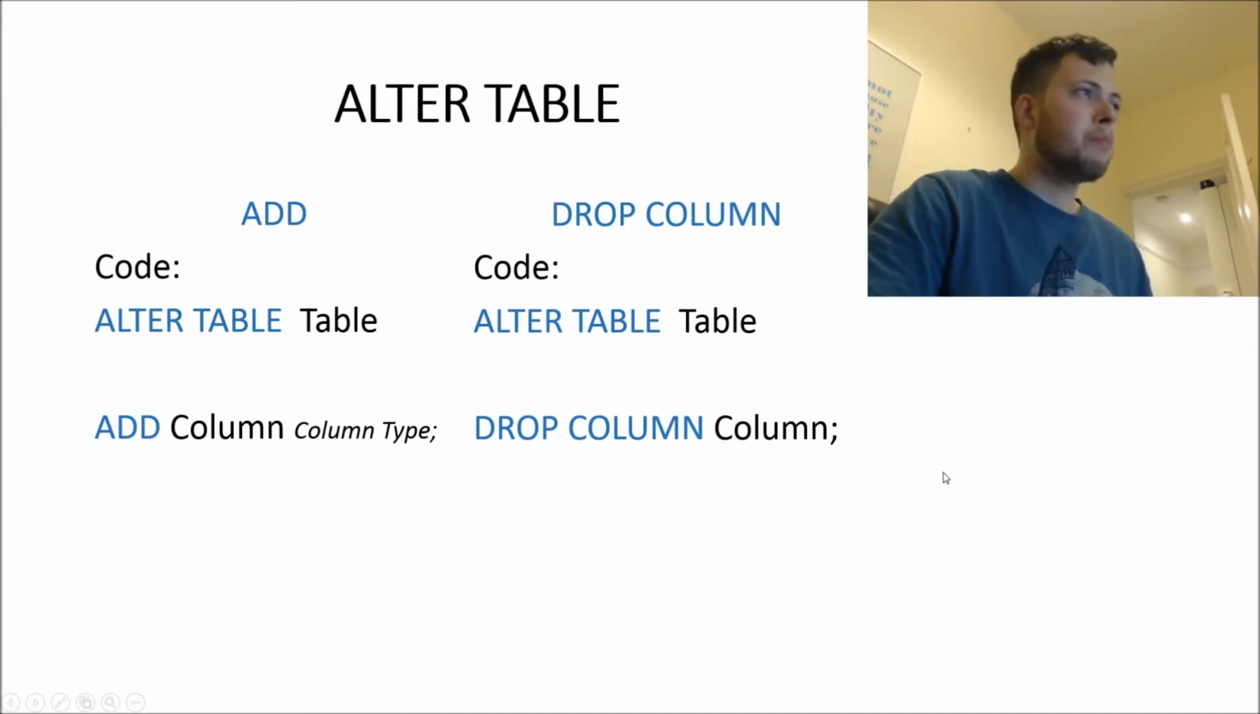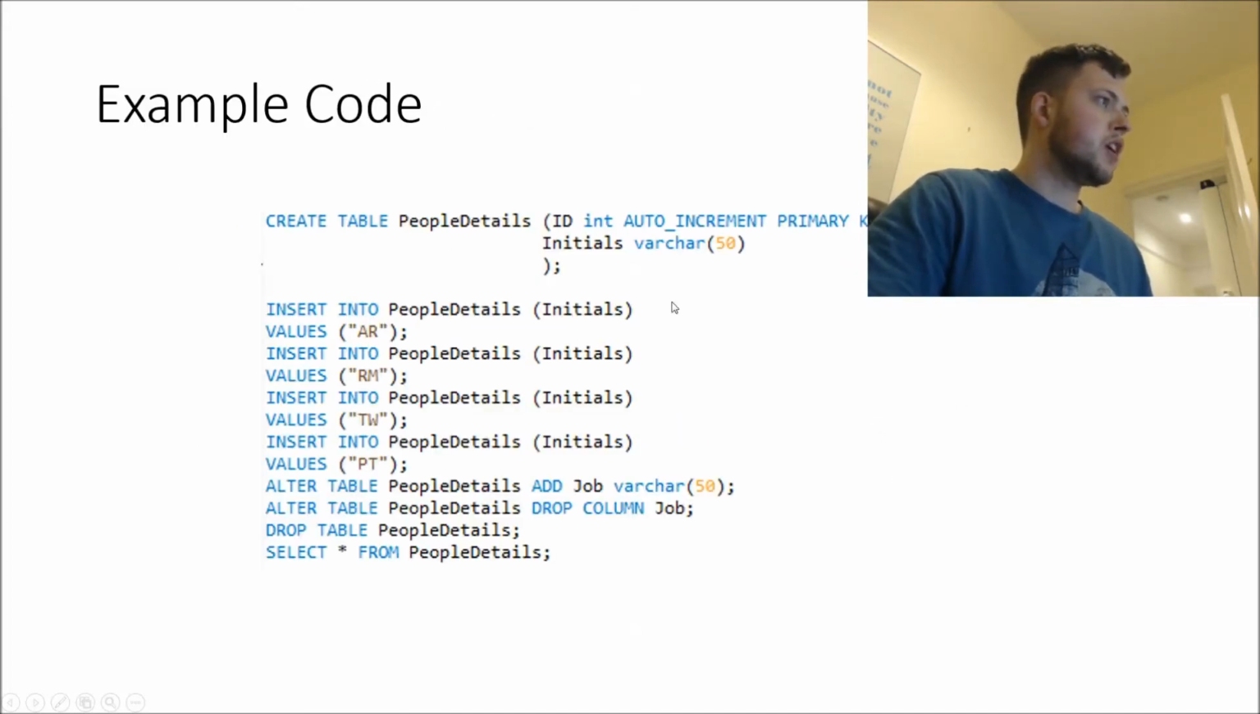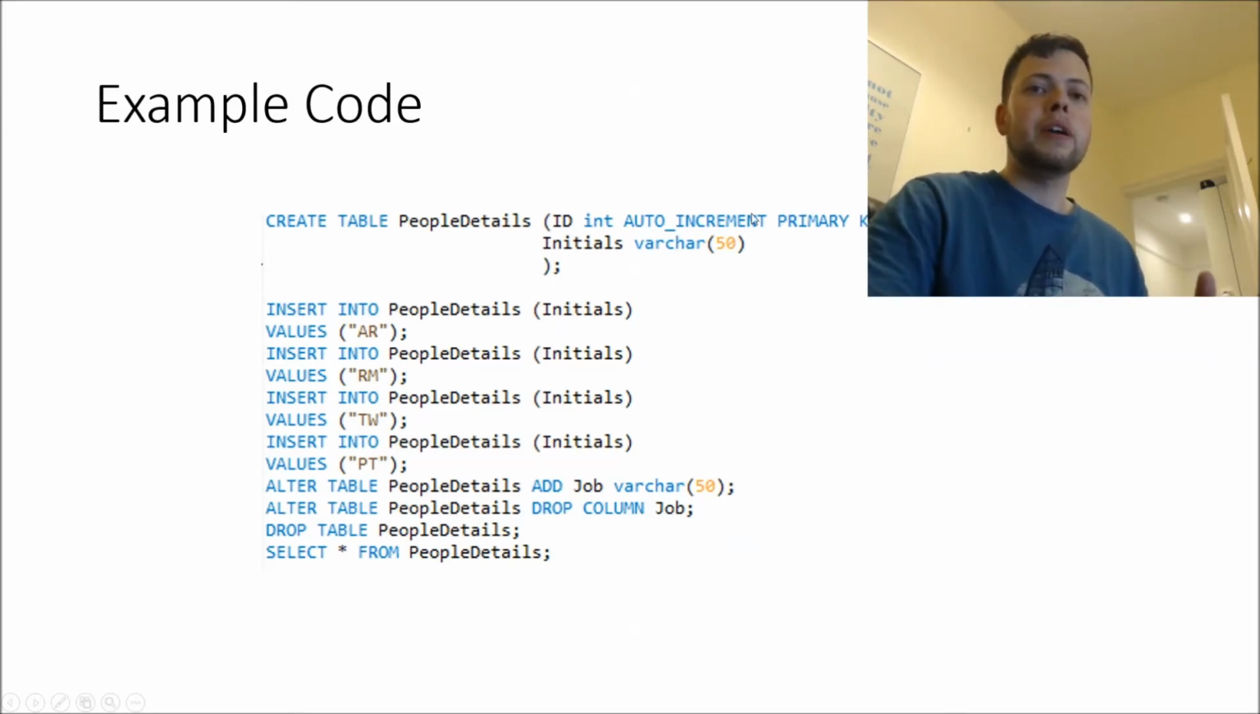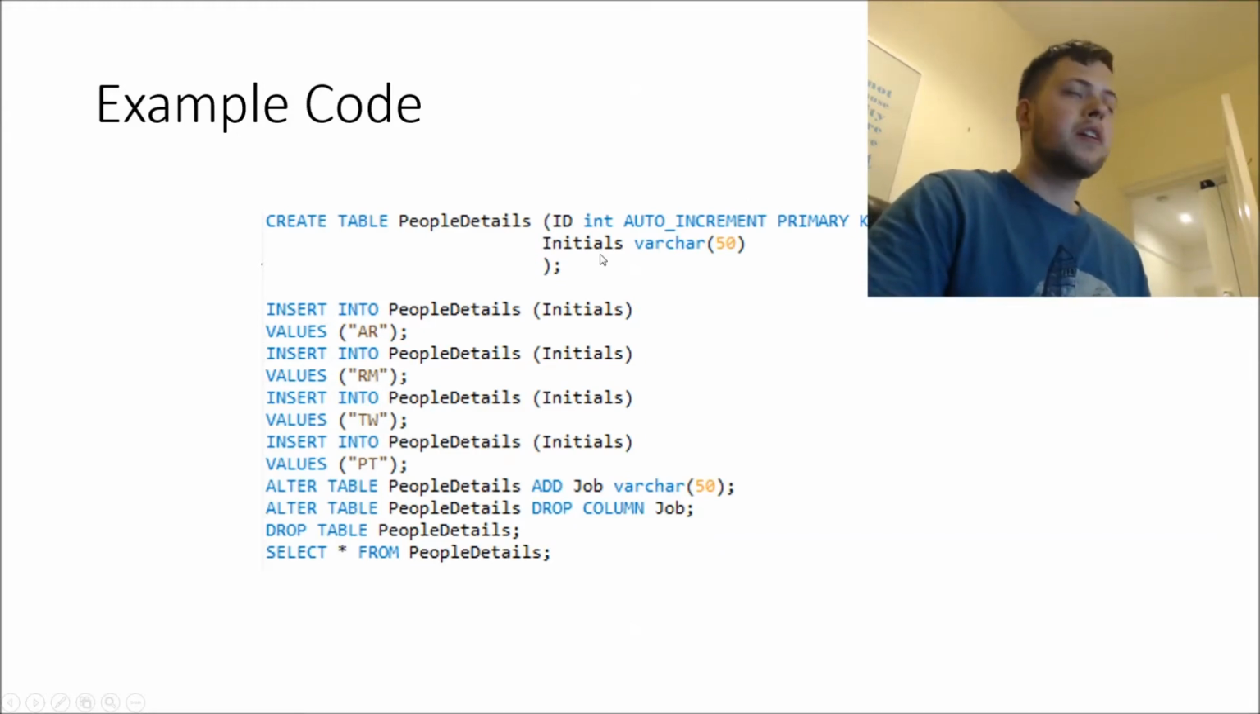So let's go to an example. This is an example here which we're going to be going through. Firstly, I've created a table with ID as a primary key, and that's incremented every time by 1, but you don't need to worry about that at the moment. I'll be doing a separate tutorial on primary keys and foreign keys at a later date, so subscribe if you really want to watch these tutorials. And then we've got a second column called initials, where we've just got random initials of people, and that is a varchar.